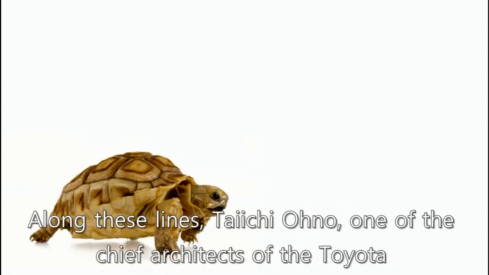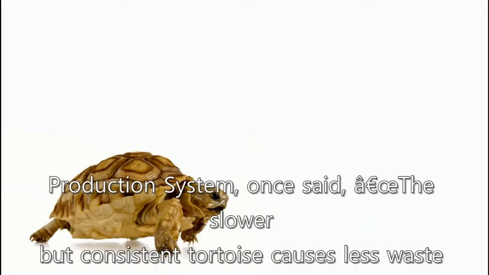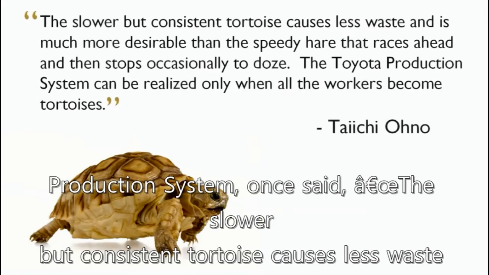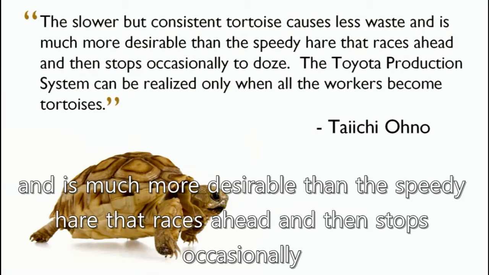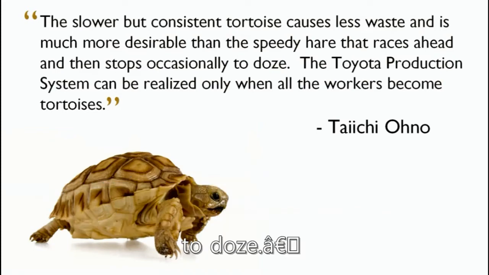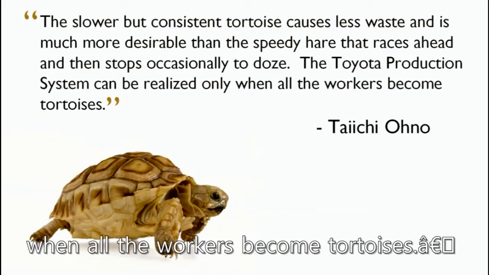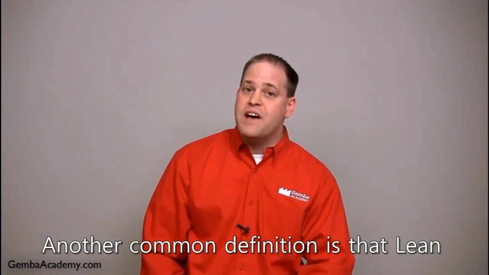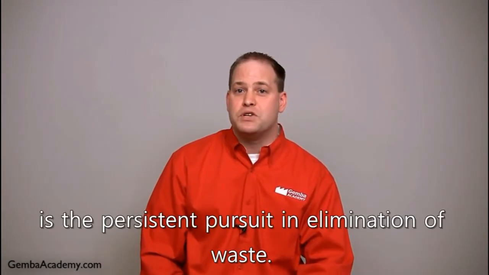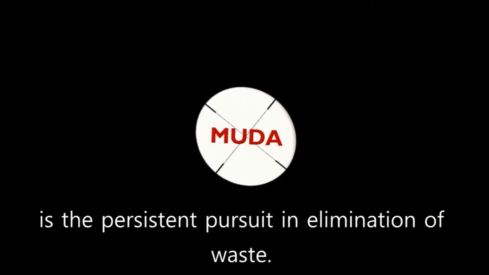Along these lines, Taiichi Ohno, one of the chief architects of the Toyota production system, once said, "The slower but consistent tortoise causes less waste and is much more desirable than the speedy hare that races ahead and then stops occasionally to doze." Mr. Ohno goes on to say that the Toyota production system can be realized only when all the workers become tortoises. Another common definition is that Lean is the persistent pursuit and elimination of waste.